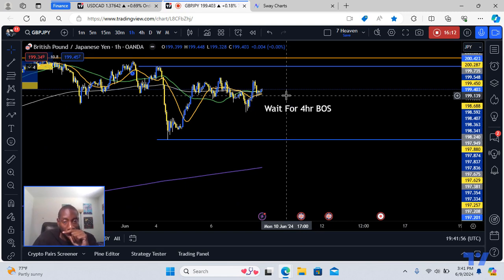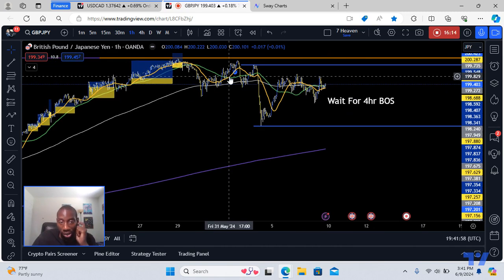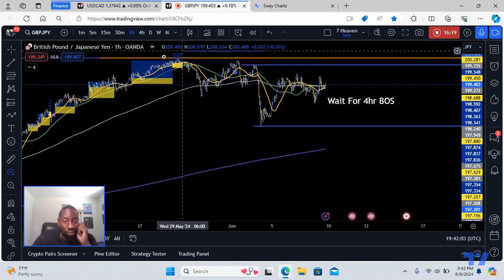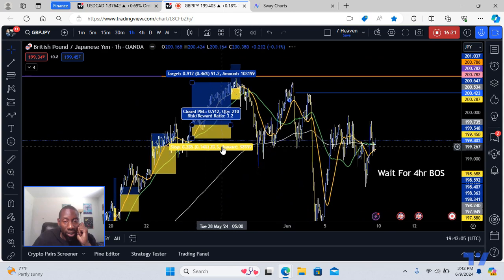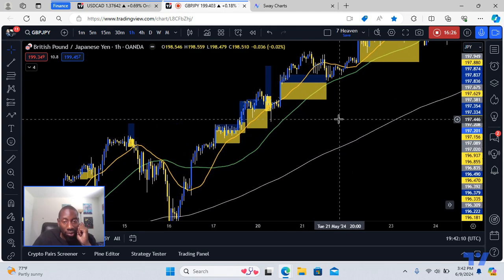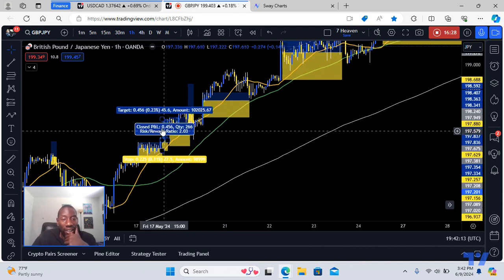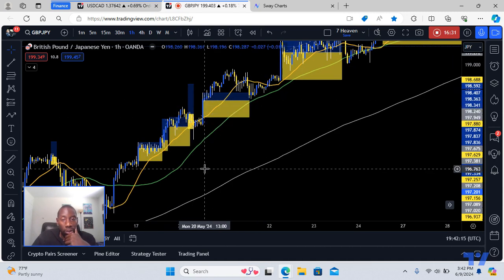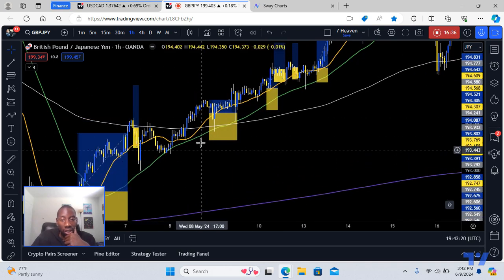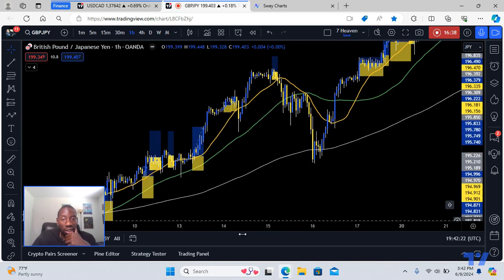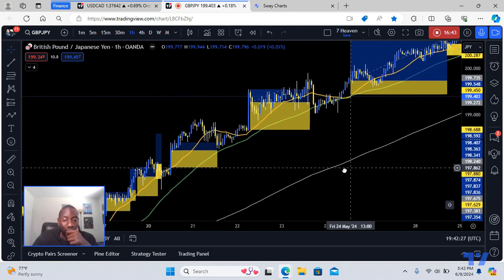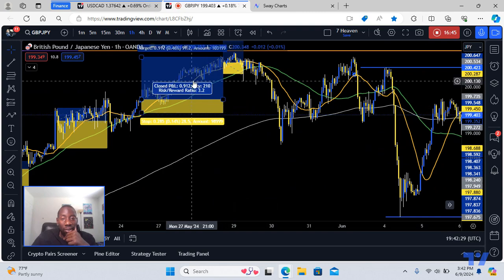This one, we're waiting for a 4-hour break of structure as well. This one's a little different, and the reason why is because if I scroll back here, I got a win, then too many wins next to it. Win, too many wins next to it. Win, too many wins next to it. It did that pattern 3 times.